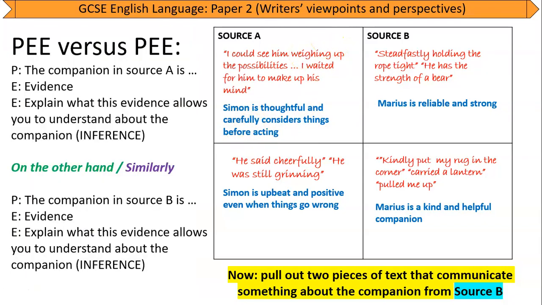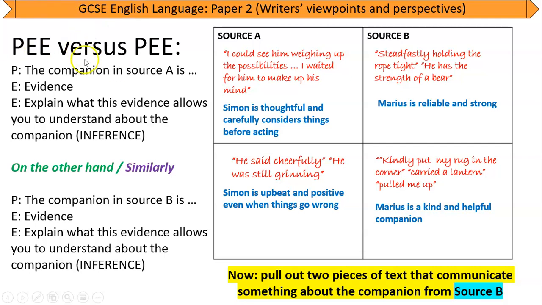What I now need to do is put together a PEE paragraph for source A, first point, compared with PEE for source B, first point. PEE for A versus PEE for B. And I'm going to do that twice. I'm going to take this point and compare it with this point for source B. And then I'm going to take my second point from A and compare it with the second point from B. And I'm going to use a PEE structure.